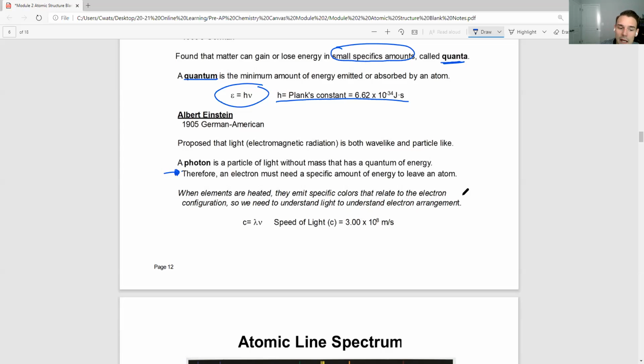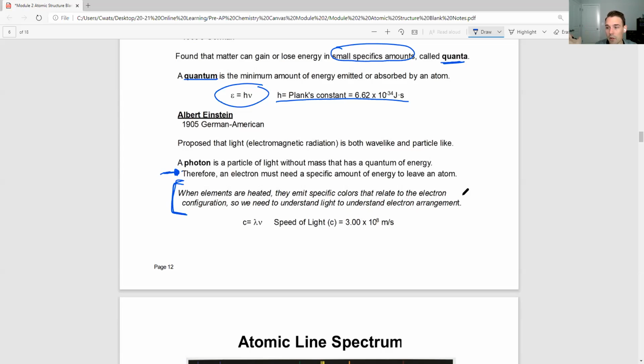To become an ion, you have to change the energy in order for the electrons to leave. This is the big thing right here that we're going to talk about more in a second. So it says when elements are heated, they emit specific colors that relate to the electron configuration. So we have to understand light to understand the arrangement of electrons. And you've all seen this before. Different elements giving off different colors.